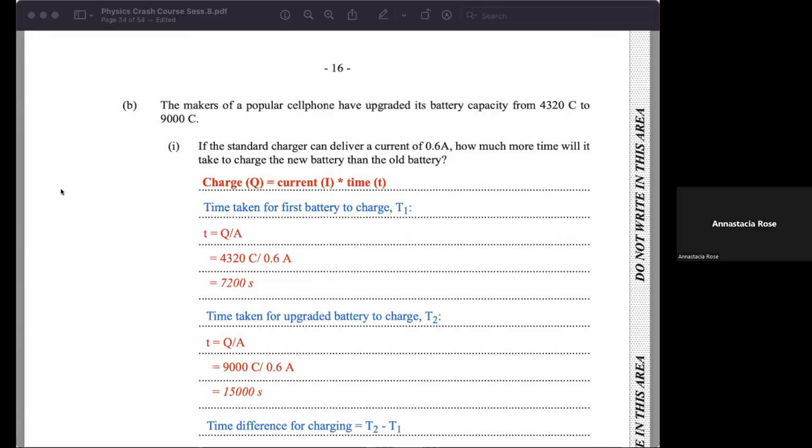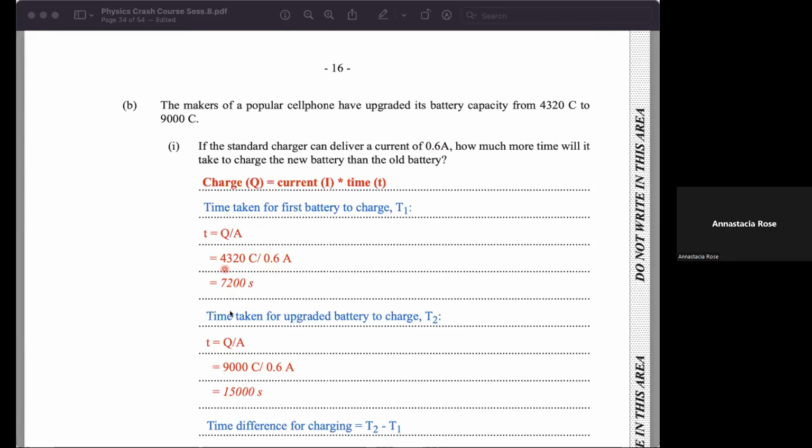Now you can use Q equals I times t and work out the time given the charge, right? So we know the new charge and the old charge, and we know the current in each case. With the old battery, the time taken would have been 7,200 seconds, based on the charge of 4,320 divided by the current 0.6. With the upgraded battery, you have the same current, but now the charge has increased to 9,000 coulombs, so you realize that the time would now be almost doubled.